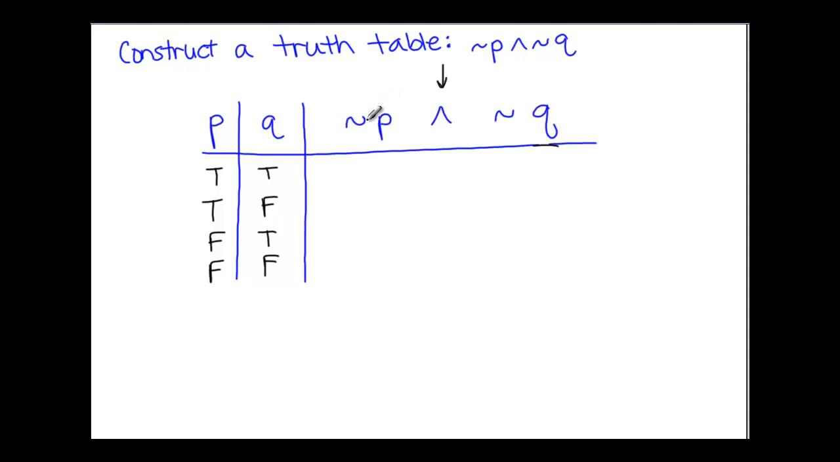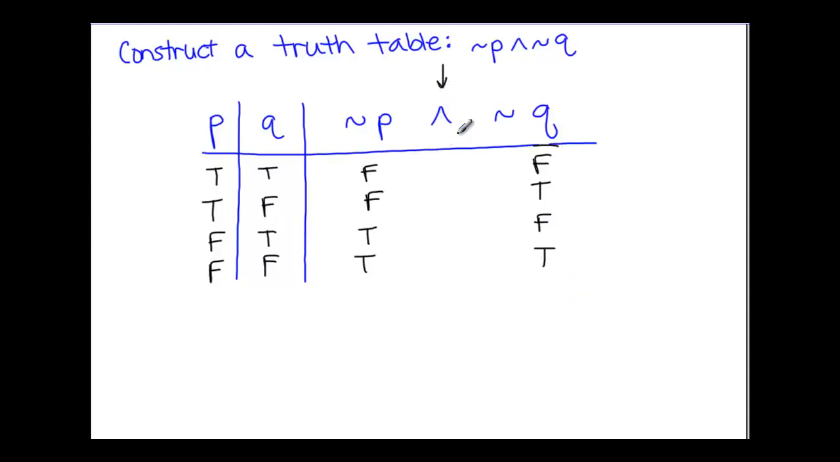Now we'll look at what would then make the truth value of the negation of P. If P is true, the negation of P would be false. Same here. If P is false, however, the negation of P would be true, and then same here. And then I'm going to fill out, well, what would the negation of Q be? So if Q is true, false, true, false, the negation of Q would be false, true, false, true, the opposite truth value.